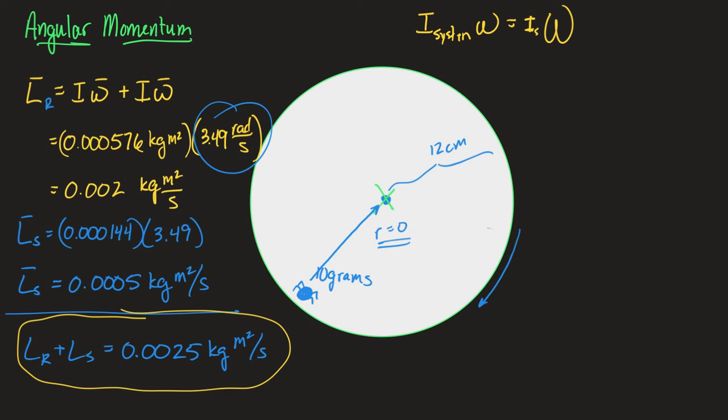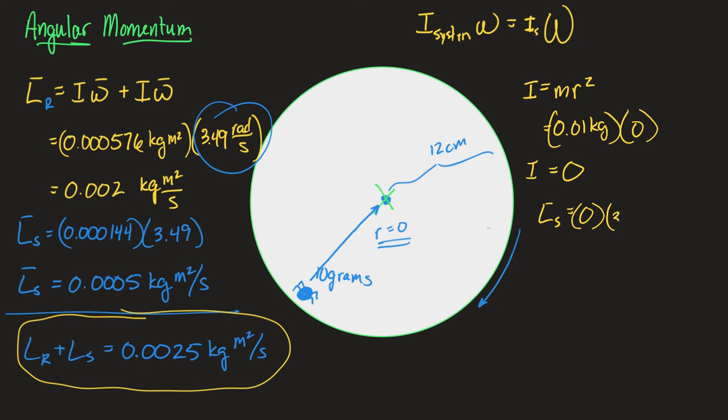So we'll start by finding his moment of inertia, which is mr squared. His mass is still 0.01 kilograms, but now his radius is like 0 because he's standing on the center. This effectively makes his moment of inertia 0 for the time being. That also means that the spider's angular momentum is going to be 0 times 3.49 radians per second. So his angular momentum is 0. That's the contribution of the angular momentum of the spider.